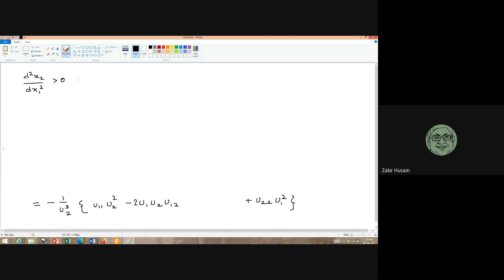Now, this condition must be satisfied for the indifference curve to be convex. Okay.